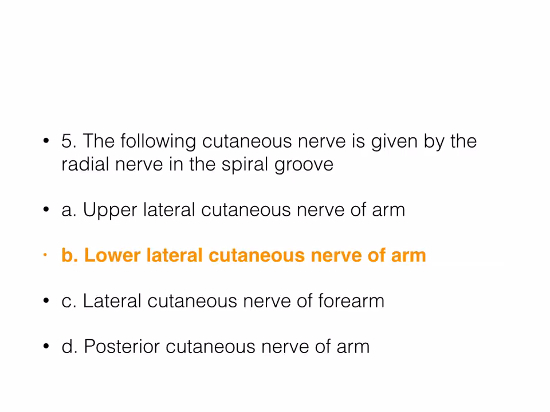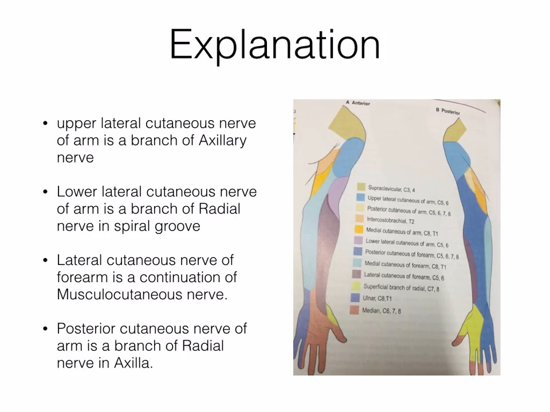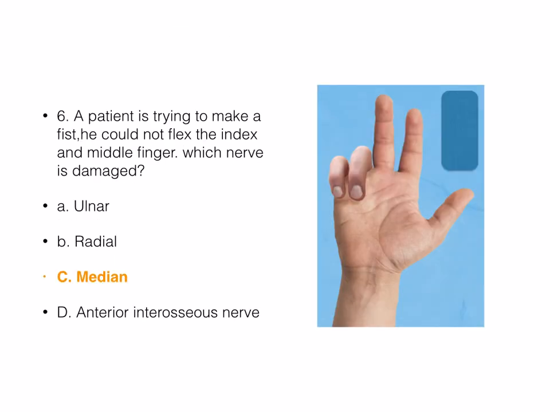And then ruling out upper lateral cutaneous nerve, already I told you, the nerve which supplies the deltoid only, it gives a branch, so that is axillary. And then lateral cutaneous nerve of forearm is a continuation of musculocutaneous nerve after piercing the coracobrachialis. The last is posterior cutaneous nerve of arm, which is a branch given by the radial nerve in the axilla. So that's all. And next question, a patient is trying to make a fist.